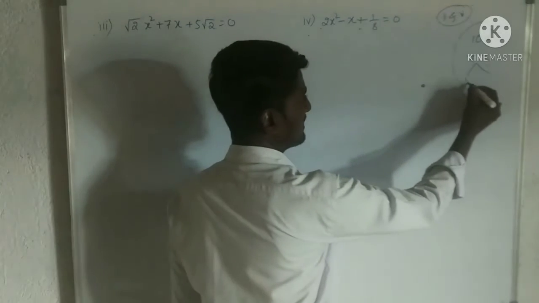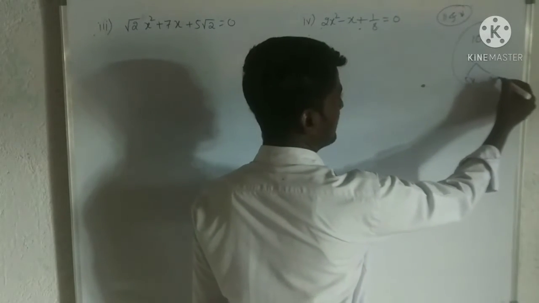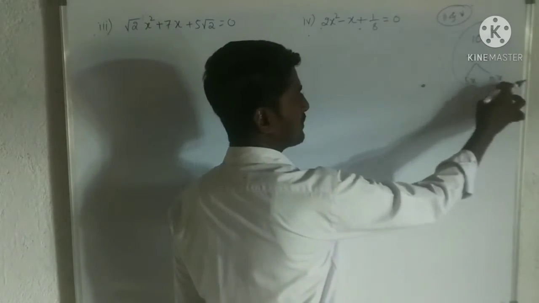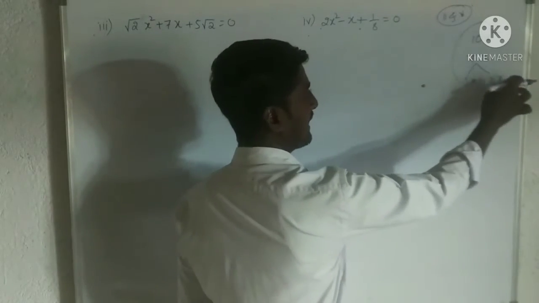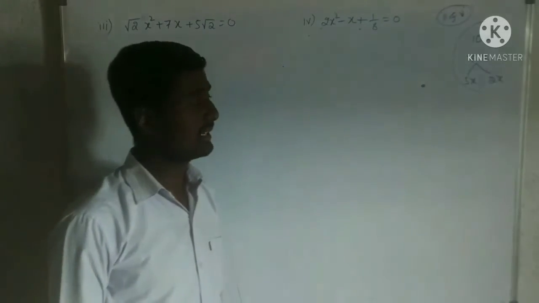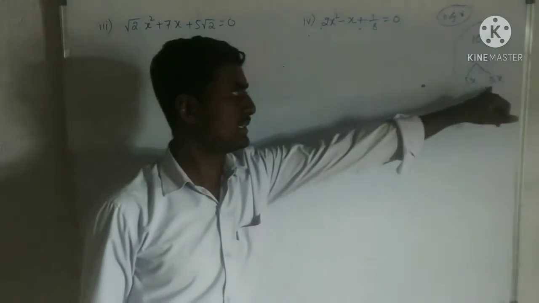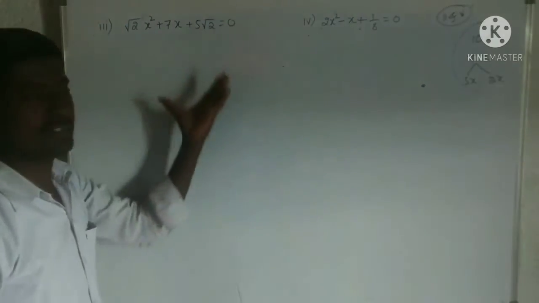So that is 7x, 5x and 2x. Add these two, 5x plus 2x is 7x. Multiply these two, 5 2s are 10, x into x is x square. If you know this, then automatically you can solve it.